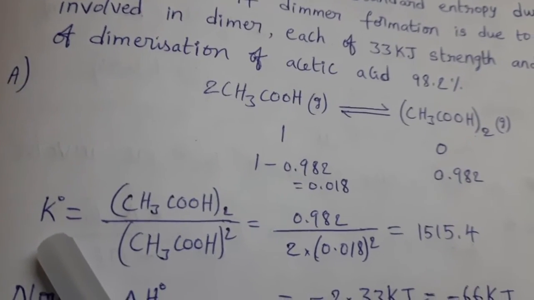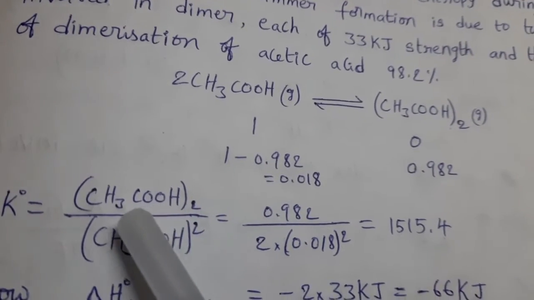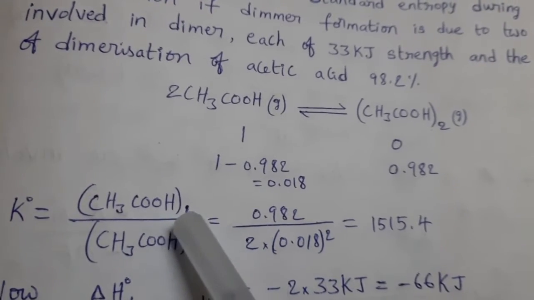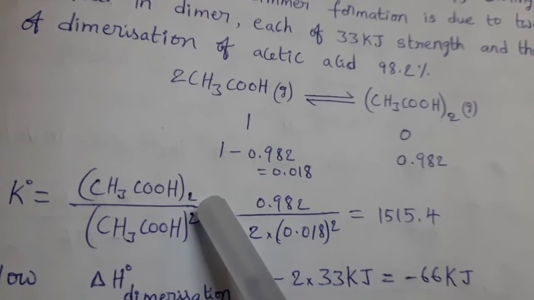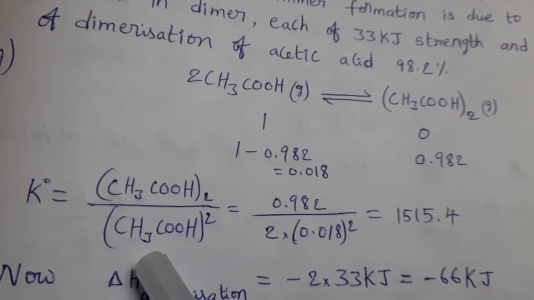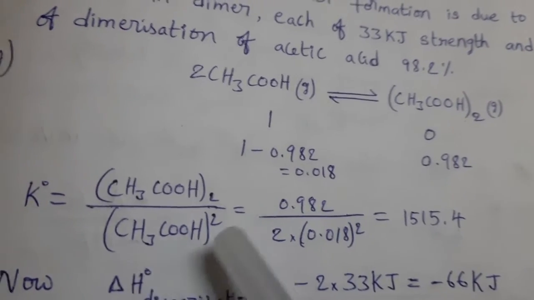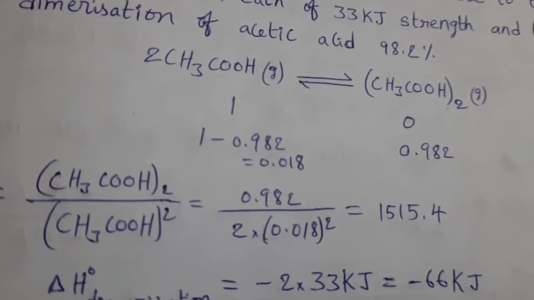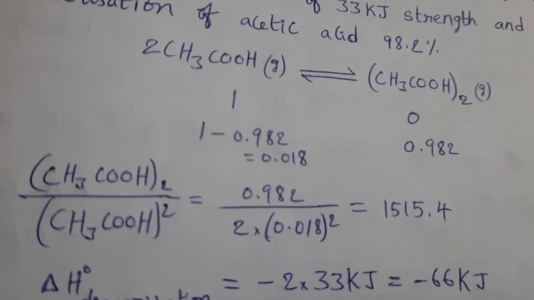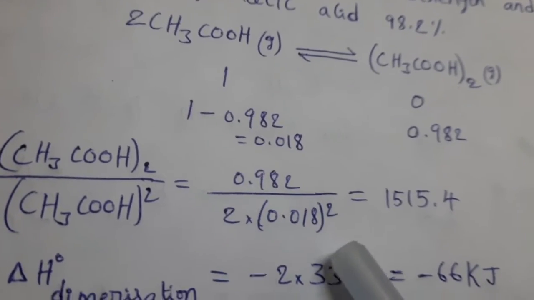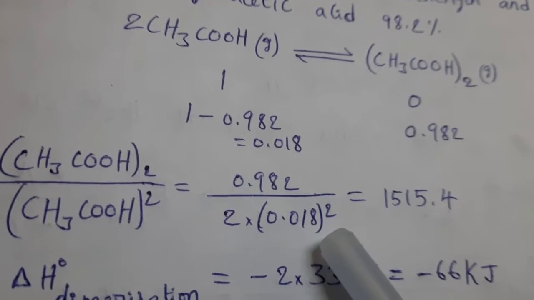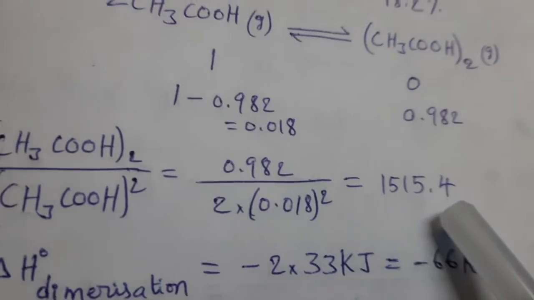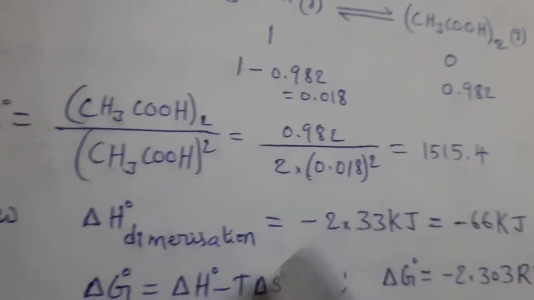Now equilibrium constant K naught equal to product of concentrations of the product, here (CH3COOH)2, divided by reactant's concentration, CH3COOH whole power 2. So for product number of moles is this one, 0.982, and reactant 2 into 0.018 whole square, that equal to 1515.4. This is equilibrium constant value.